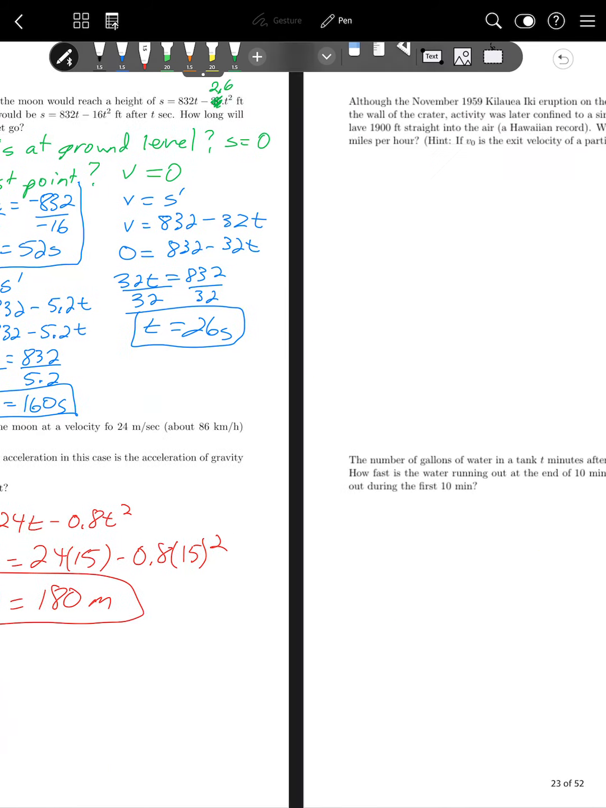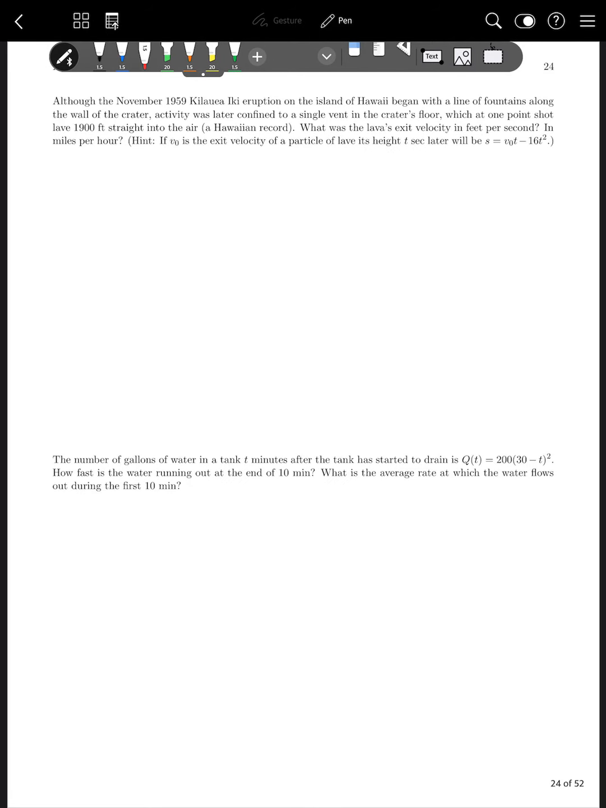Okay, so let's try a couple more together, and then we'll be done with today's video lecture. Although the November 1959 Kilauea eruption on the island of Hawaii began with a line of fountains along the wall of the crater, activity was later confined to a single vent in the crater's floor, which at one point shot lava 1,900 feet straight into the air, the Hawaiian record. What was the lava's exit velocity in feet per second and in miles per hour?